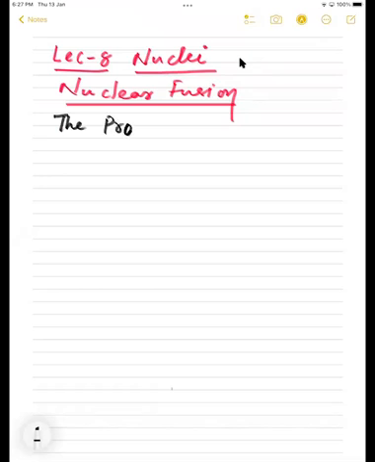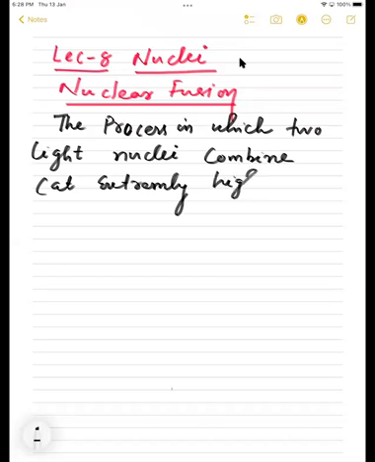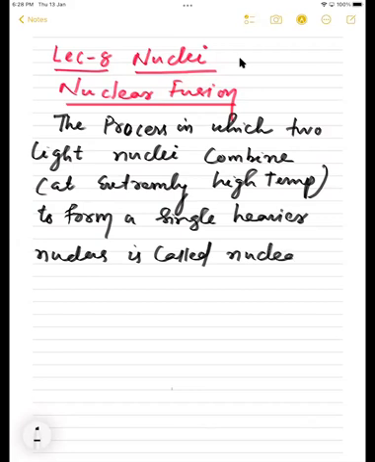So, the process in which two light nuclei combine at extremely high temperature to form a single heavier nucleus is called nuclear fusion.